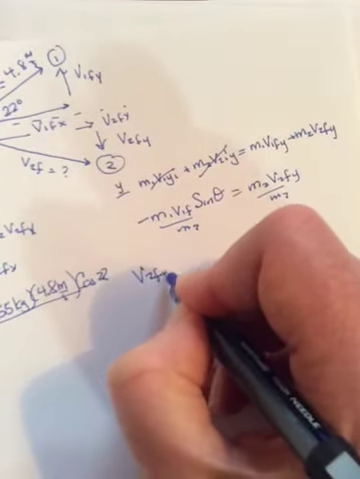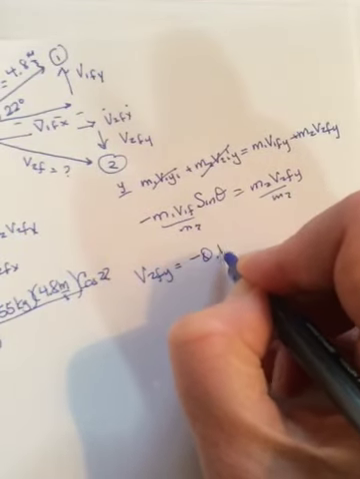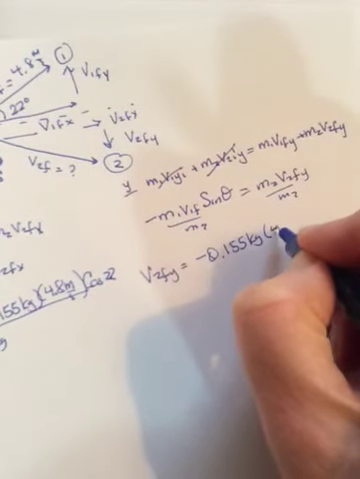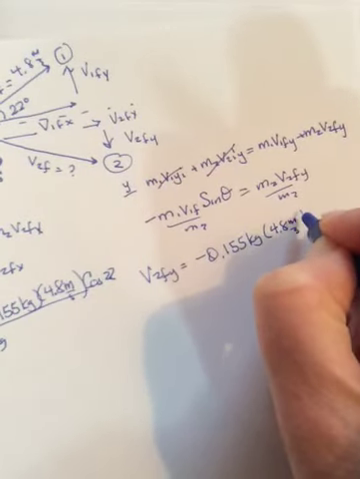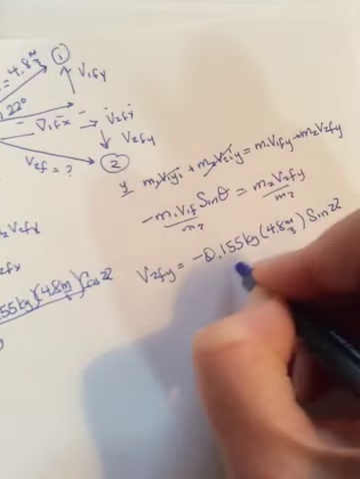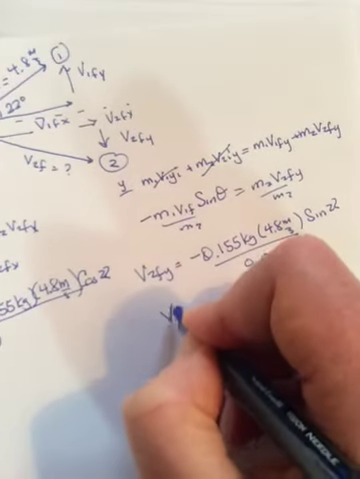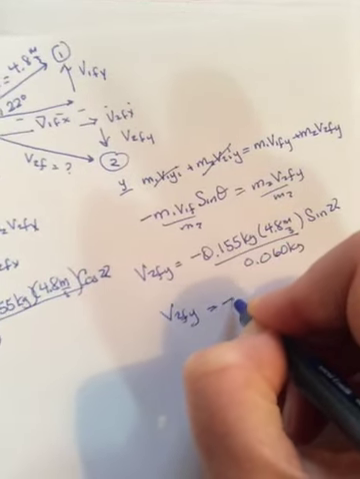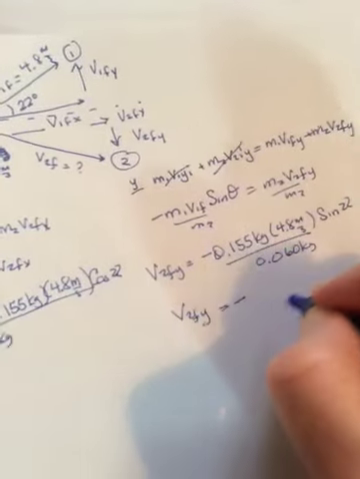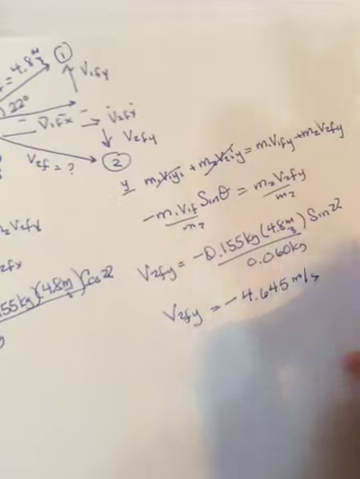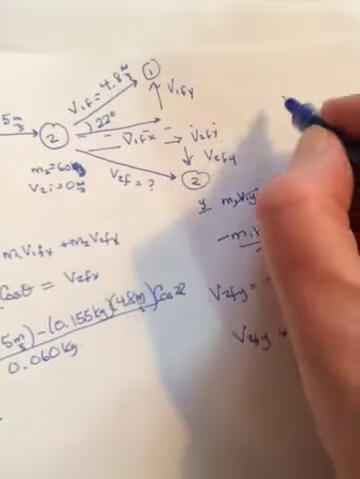Divide both sides by the m2. So v2 final y will equal negative 0.155 kilograms, V was 4.8 meters per second, sine of 22 divided by the 0.060 kilograms. V2Fy equals negative 4.645 meters per second. Okay, once you have that, now you can find your V2F.